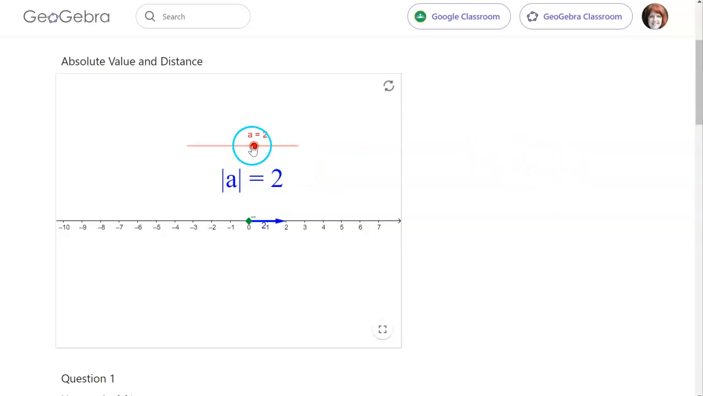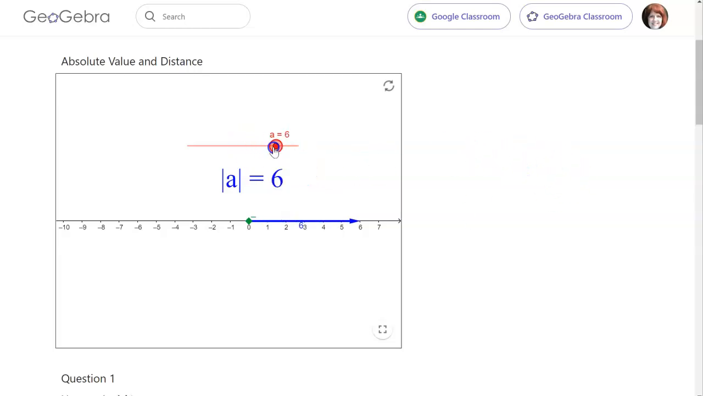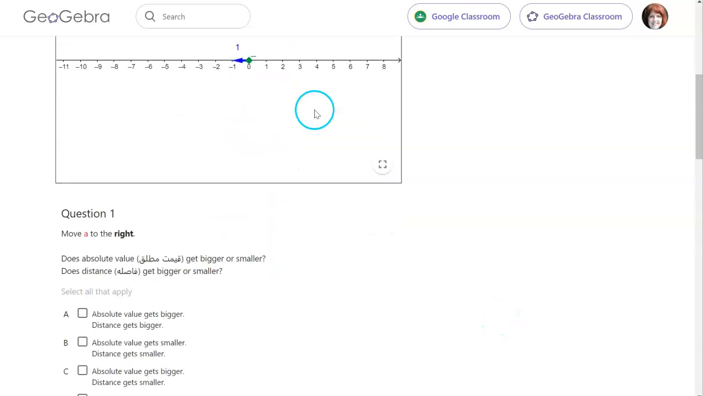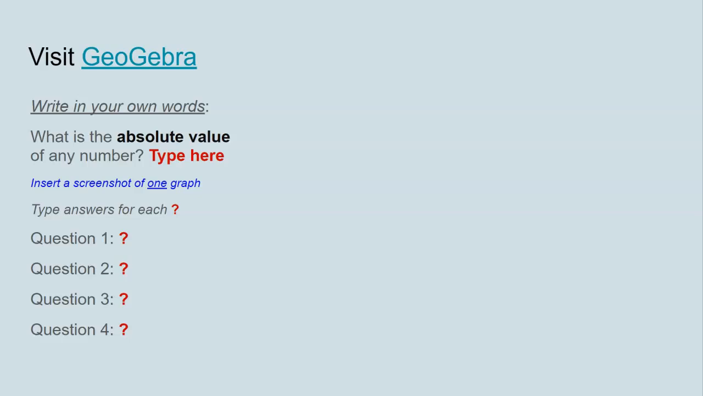But they are going to use this value of A and move it. So as the A moves, notice the number on that little line there, that ray is changing to match the number here. So the absolute value of 7 is 7. The absolute value of -4 is 4, and so forth. So they're going to answer some questions related to this. This is just getting them in the mindset of a number line.